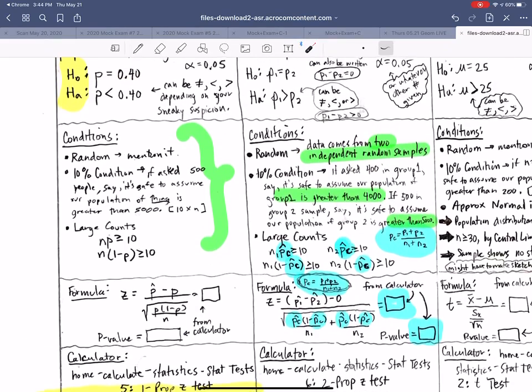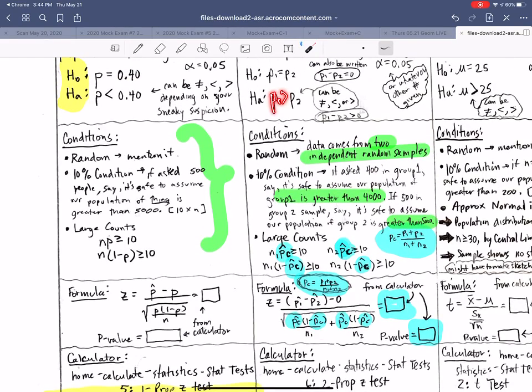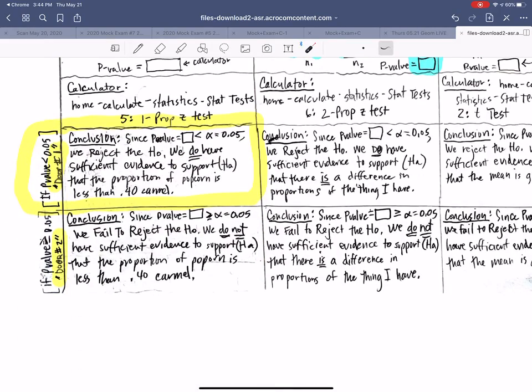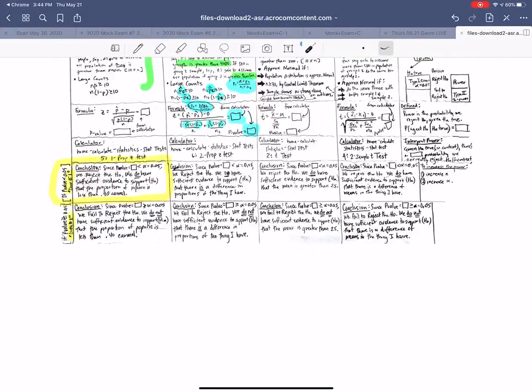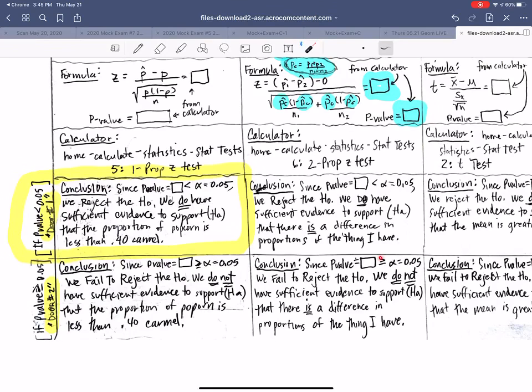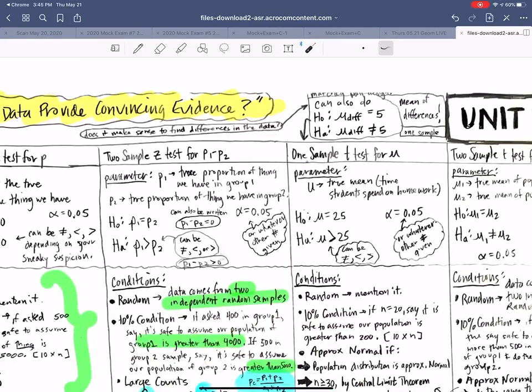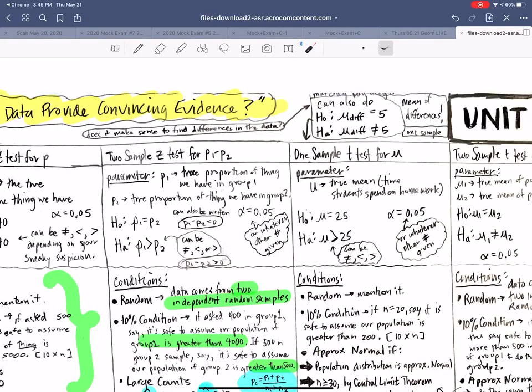Now, if it's a one-sided test, I could say that P1 is greater than P2. Okay, now how do I say that in the conclusion part? When our p-value is greater than 0.05, we say exactly the same way. We fail to reject, we don't have sufficient evidence to support H sub A, and once again, H sub A is that there is a difference in the two proportions of the things I'm measuring. Okay, so that's pretty much just like a confidence interval, but with slight differences here.